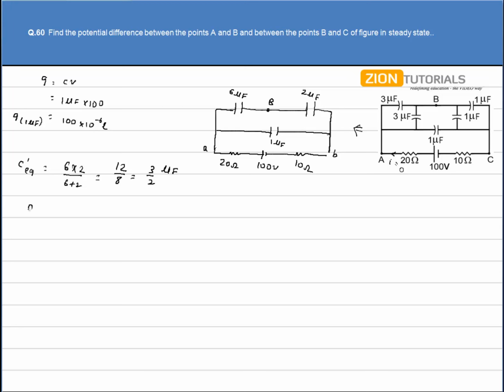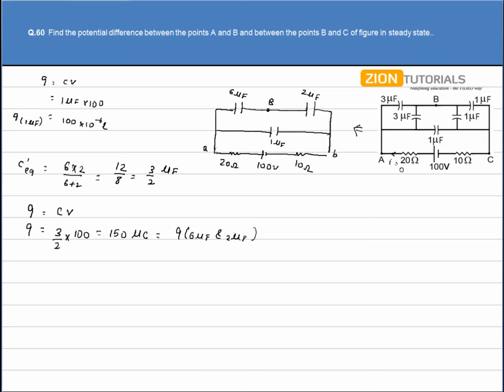So the charge on 6 microfarad and 2 microfarad is again calculated by formula Q is equal to CV. Net capacitance is 3 by 2 and voltage is 100. So charge comes out to be 150 microcoulomb. That is the charge on 6 microfarad as well as on 2 microfarad.